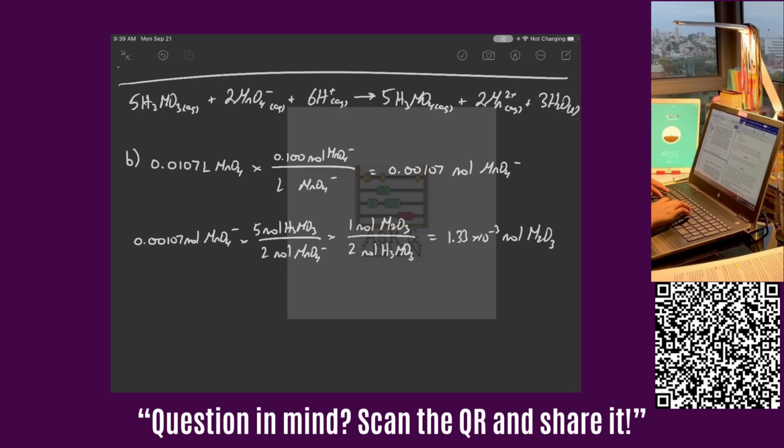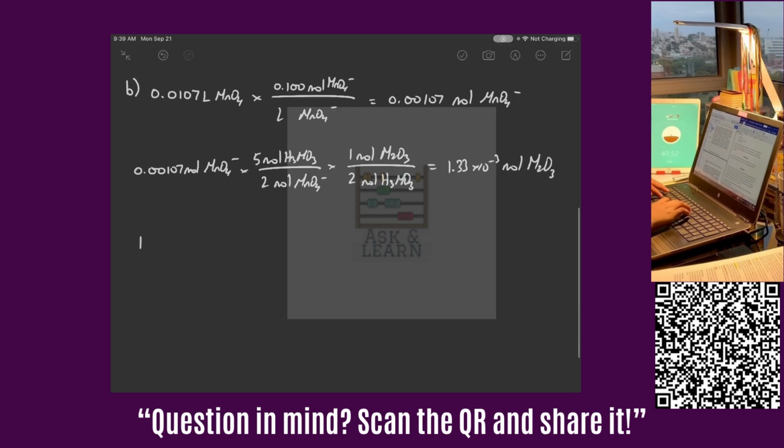And then how many moles of the semimetal? Starting from 1.33 times 10 to the negative 3 moles of the oxide, 1 mole of the M2O3 has 2 moles of M, and this would be equal to 2.67 times 10 to the negative 3 moles of the semimetal M.